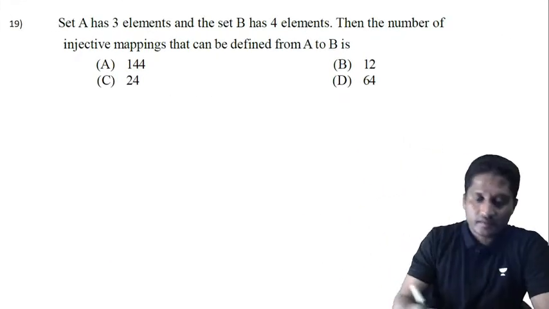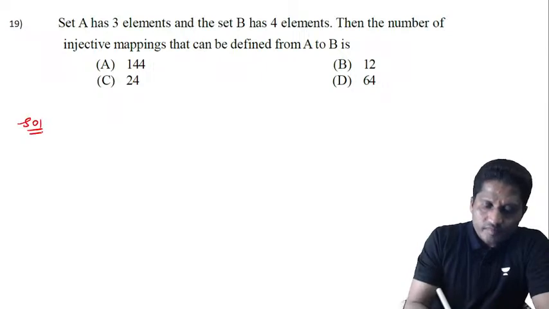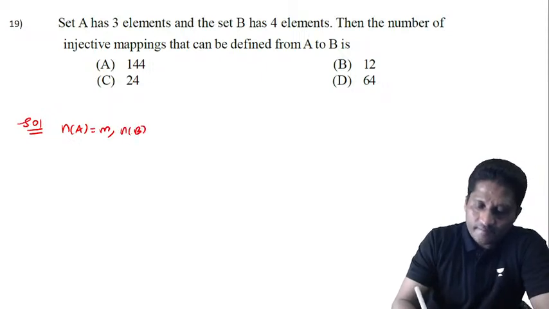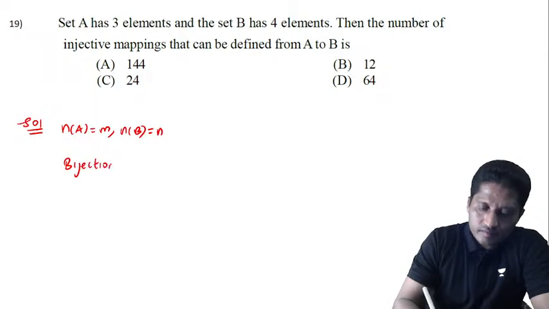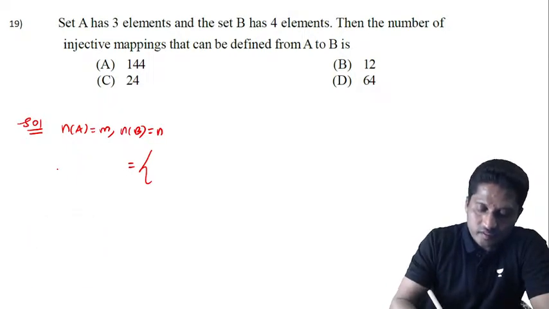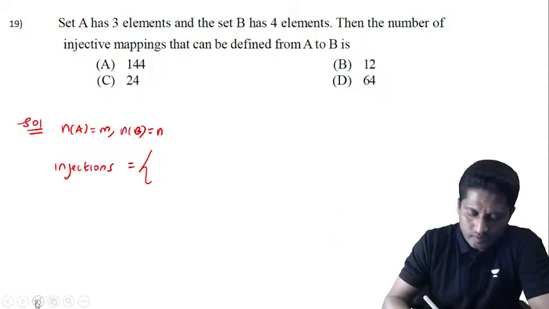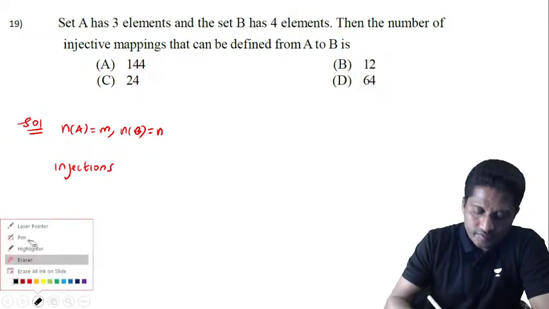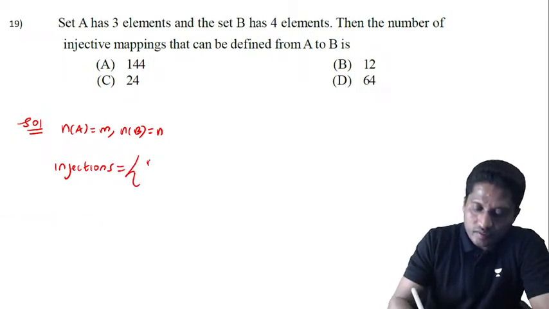Okay, question number 19. If a set A has m elements and set B has n elements, the total number of one to one functions, total number of injections, is equal to npm if n is greater than or equal to m, and 0 if n is less than m.